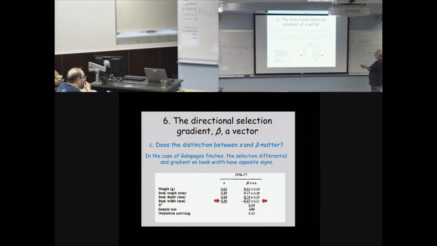But when you look at the betas, it turns out that the direct selection on beak width, accounting for correlations with other characters, is actually in the opposite direction, although the same magnitude, right? So it completely changes your perspective on how selection is acting when you correct for the correlations between the characters. So it very much does matter. This one becomes non-significant, drops out of significance when you correct for correlations.